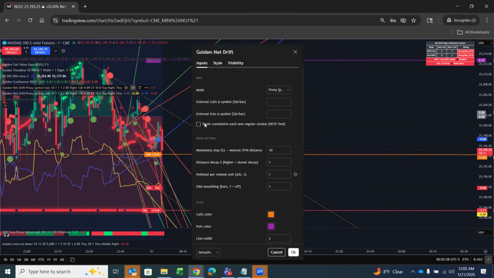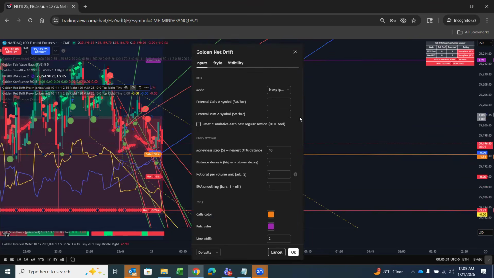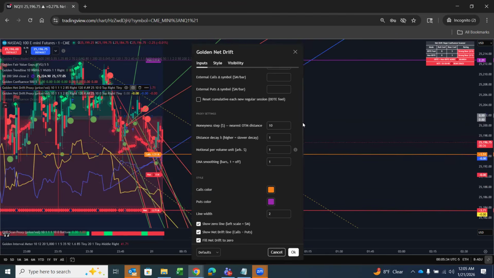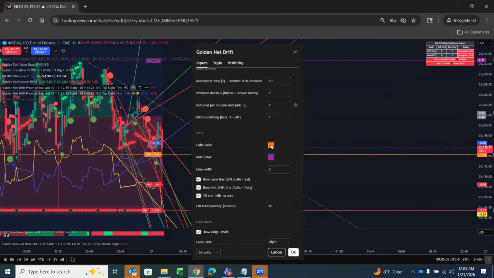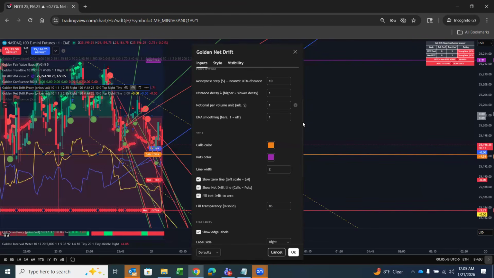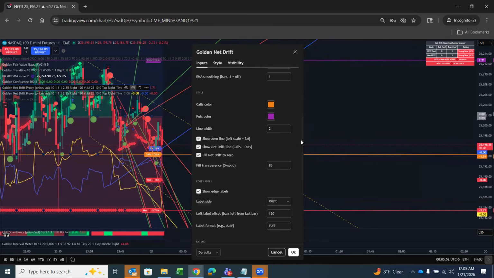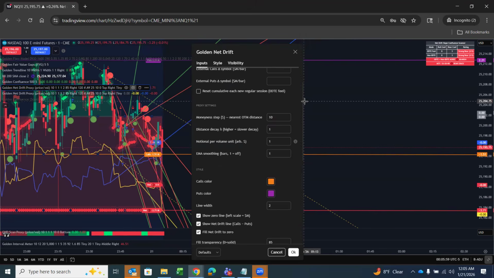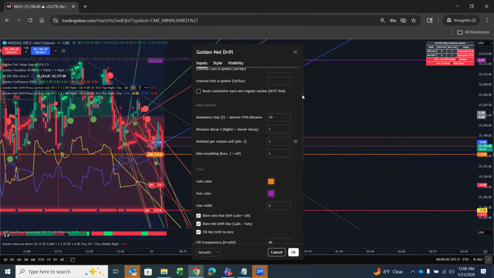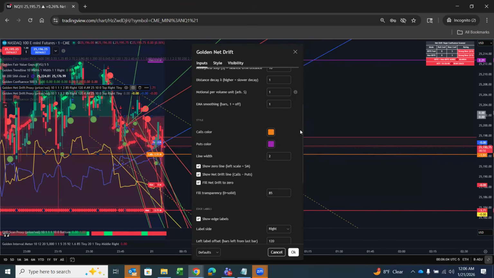And these are the settings. I check off reset cumulative each non-regular session. And I make my macro a call floor or a call wall depending on its location. I make it orange and I make the put wall or the put floor purple. And I show the zero line, I show net drift. Same thing as the micro. I just change the color, and the only difference is I check off reset cumulative each new regular session to give me a non-zero DTE macro field.